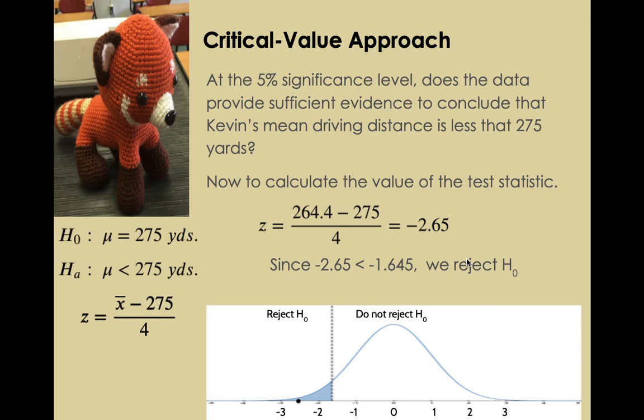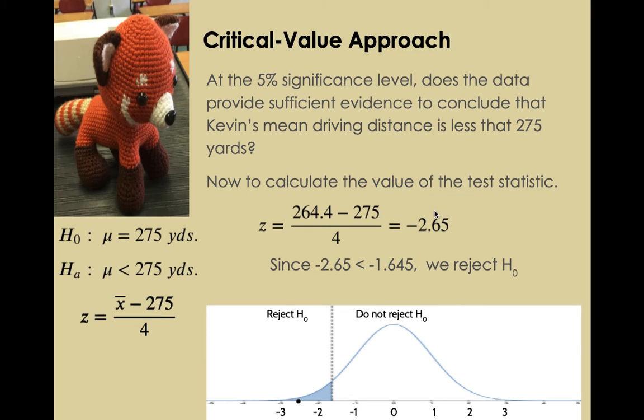So we plug our 264.4 into the equation for a test statistic, and that's a negative 2.65. So we're negative 2.65 standard deviations away from the mean, which is much farther away than the negative 1.645 that we can accept. So we are going to reject the null hypothesis in favor of the alternative hypothesis.